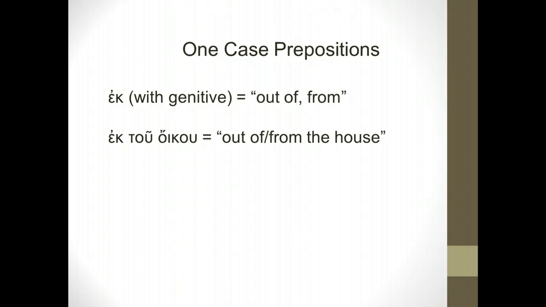Another preposition that will only work with one case is the preposition ek, and it only works with the genitive case, and it has a basic meaning of out of or from. So with that, in this little sample sentence below, we have ek tou oikou, or out of or from the house. Again, this is a time when context will help you to better decide if somebody is actually coming out of the house or they're coming away from the house.